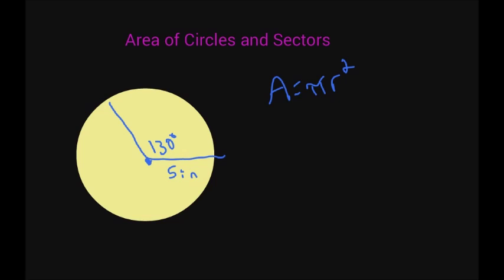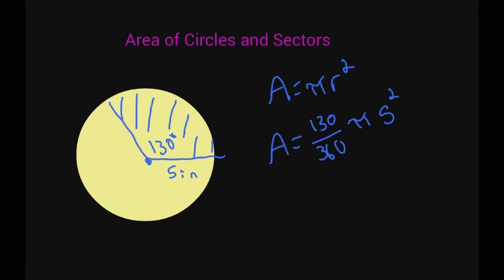So we're going to take that same formula, but we don't want all of it. We just want this part right here. So to do that, like we did with our circumference, we're going to do 130 over 360 to give the part of that circle, and then use the rest of the formula. So times pi times our radius, which is 5, squared. So 5 squared is 25. So you got 130 over 360 times pi times 25.